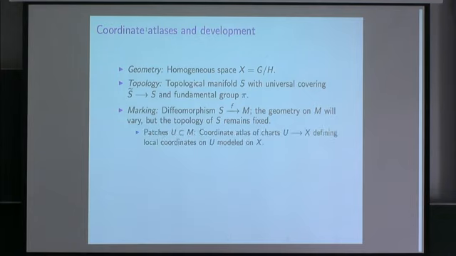And then the geometric structure will be defined by a system of coordinate patches, an atlas of open sets, defining charts mapping into X, so the local geometry of X is transplanted back to U, and on overlapping patches, the coordinate changes are transformations coming from the fixed Lie group G.